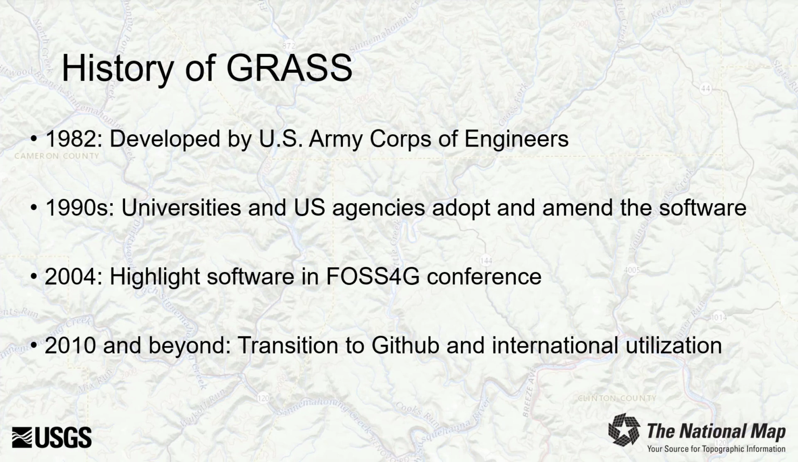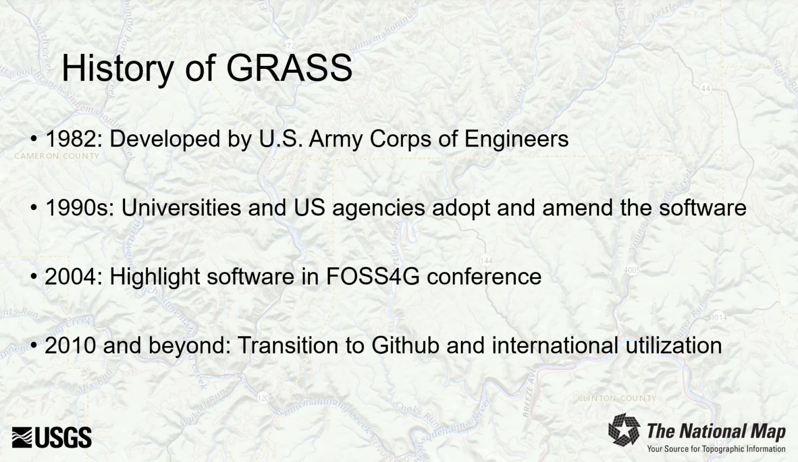GRASS, or Geographic Resources Analysis Support System, is a GIS developed for vector and raster data management, analysis, visualization, and geoprocessing. It is free and open to all users under the GNU General Public License.